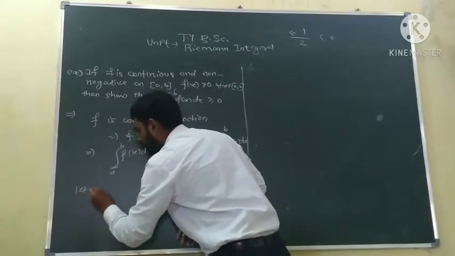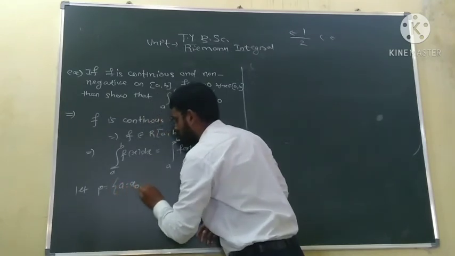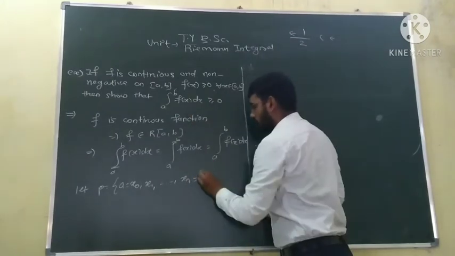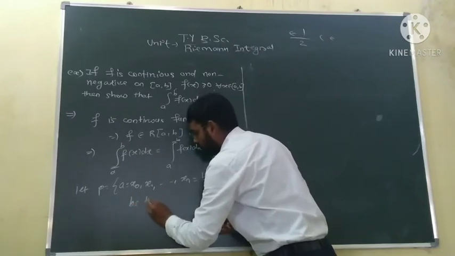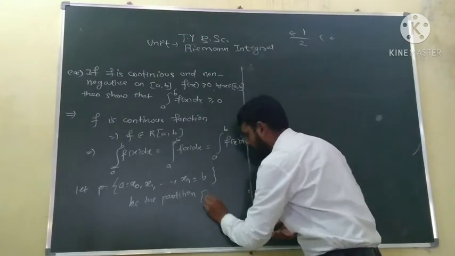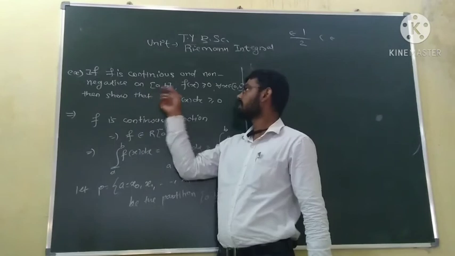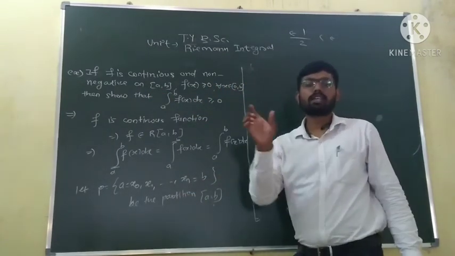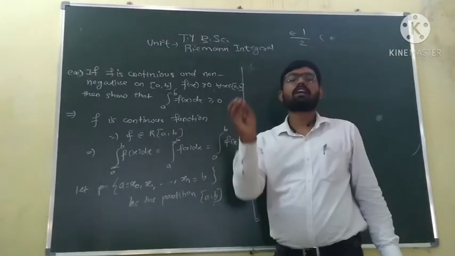Let P be the partition with first point x0, then x1 up to xn, of the interval [a, b]. Since the function is always greater than or equal to 0 in the whole interval [a, b], the function is greater than or equal to 0 in each subinterval. So the minimum value and maximum value of the function are always greater than or equal to 0.